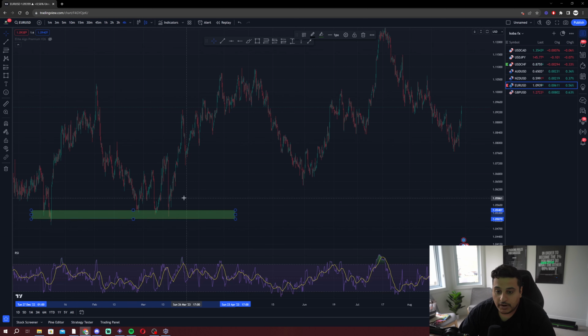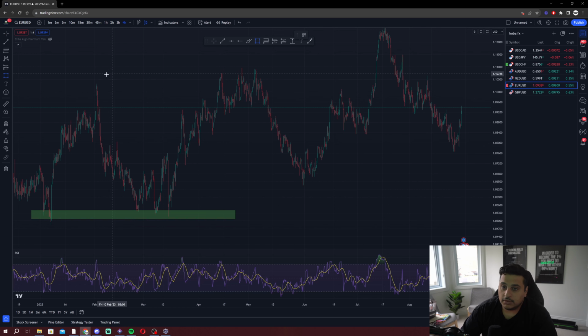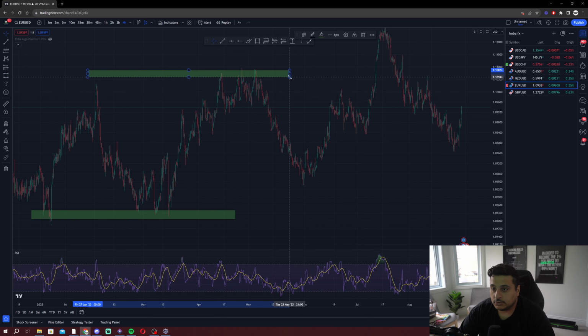So that's what we want to do. We want to mark up areas of supply and demand on our charts. So this is an area of demand, and an area of supply would be something very similar to over here, where every single time the price went up this high, the price fell back down. We can see it happening 4 times. That's pretty much it for supply and demand.